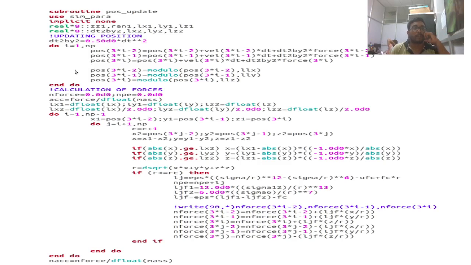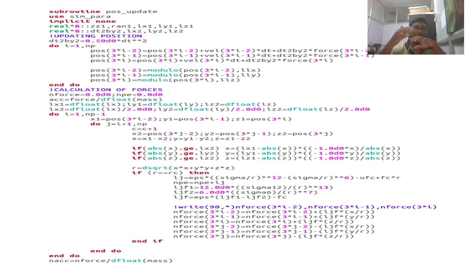Okay, so then what I have to do: do i equals 1 comma 3np, that means it is looping over all the particles in the simulation box, and then it is going to update the positions like 3i minus 2, 3i minus 1, and 3i. So that means if you are tracking the value 1, then it will be 3 minus 2, that is the position of the 1.